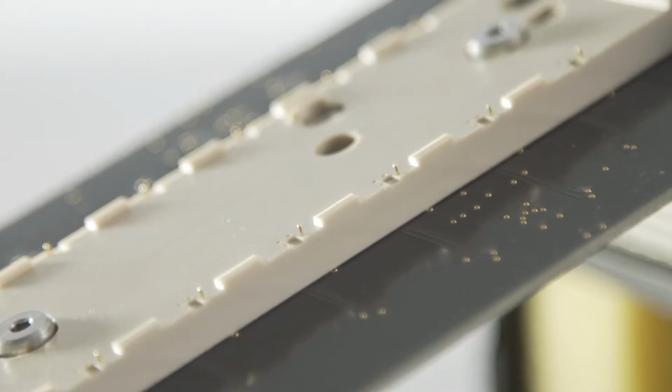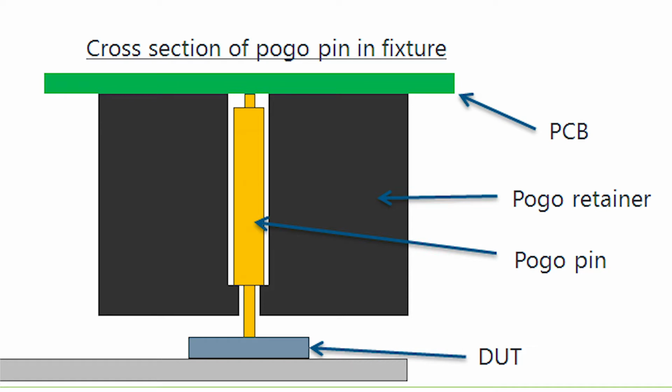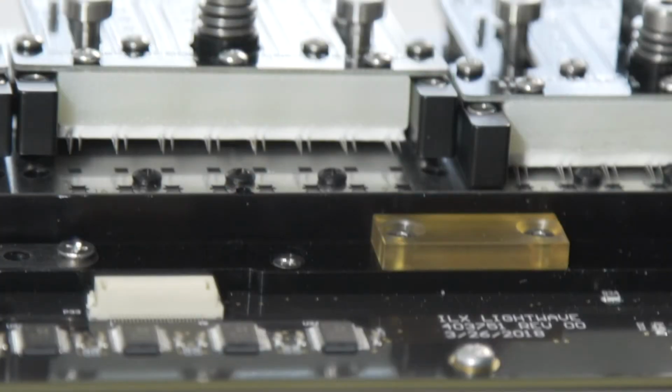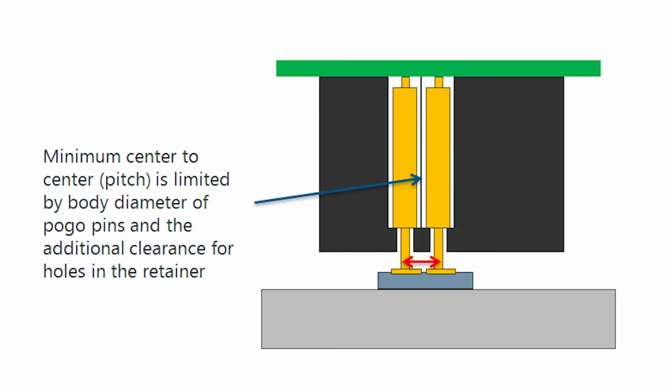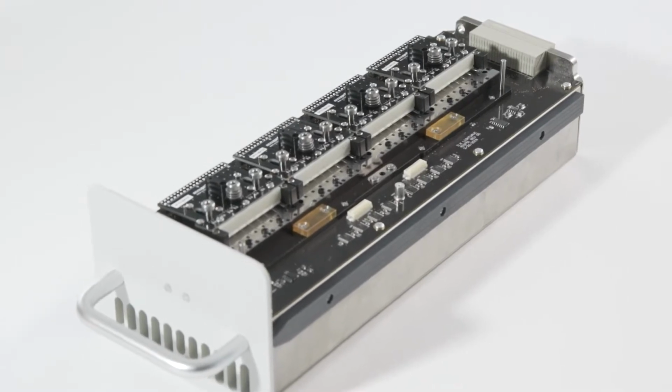In general, for devices with pads larger than 400 microns, pogo pins are used. For smaller contact pads down to 150 microns, probe cards are used. The pad center pitch, and in some cases, laser orientation also determines when probe cards should be used rather than pogo pins. Each probe card assembly probes up to 8 devices.